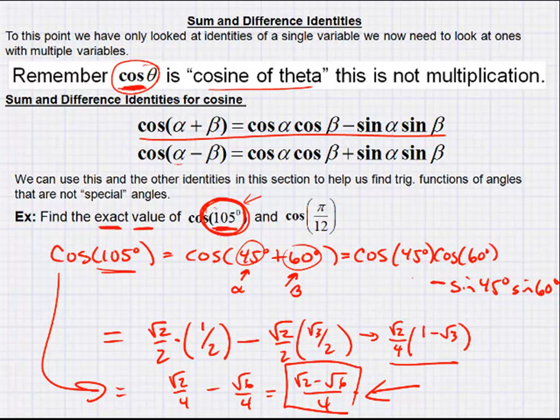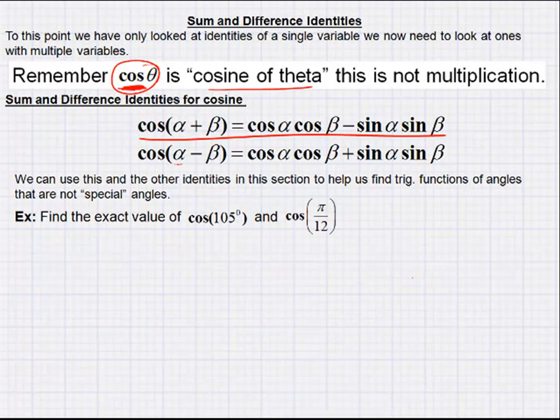So let's go with the next one, pi twelfths. So we look at cosine of pi twelfths. Well, it's a little bit harder to do this with radians than it is to do with degrees, because you have to say what two angles, when I add them or subtract them, will get me pi twelfths. And the problem with fractions is you got to worry about common denominators, so it's not the easiest thing to do.